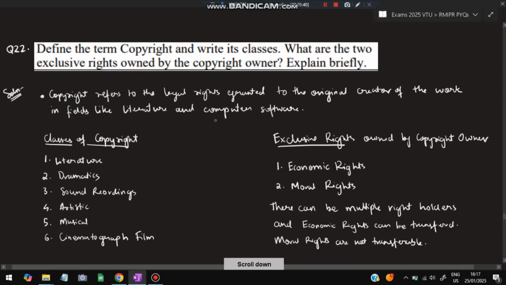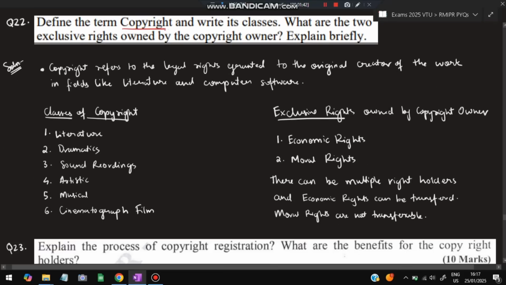Okay, moving on to the next one: define the term copyright and write its classes. First we have to define what copyright is, then write its classes, and then explain the two exclusive rights owned by the copyright owner. So what is copyright? Copyright refers to the legal rights granted to the original creator of a work in fields like literature and computer software. Okay, so it is a legal right given to the creators of literature and computer software.